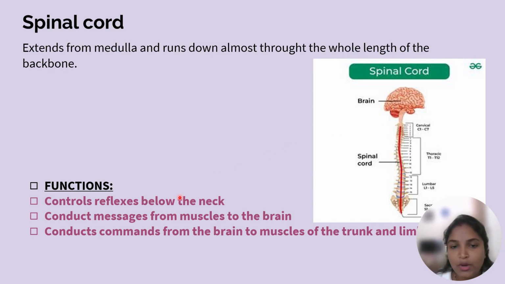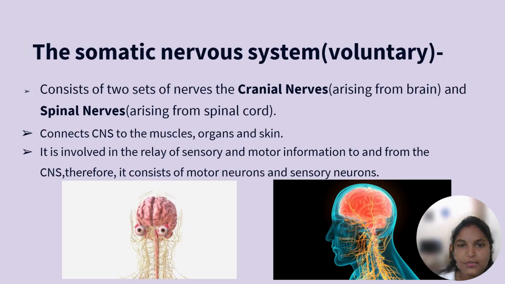Suppose you touch a hot object, you just remove your hand first, and then you get the signal that, oh yes, you got burned. That kind of reflex is controlled by the spinal cord. It conducts the messages from the muscle to the brain, and sometimes from the brain to the muscles of the trunk and the limbs, and sometimes it gives the command without sending the messages to the brain. So this is all about the spinal cord. Now we have learned about the central nervous system.